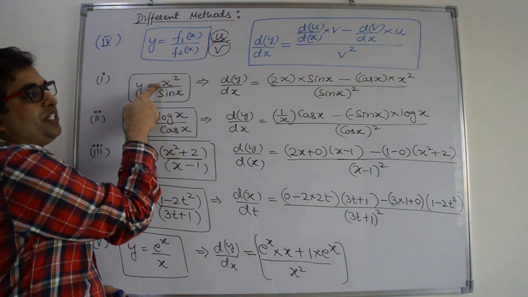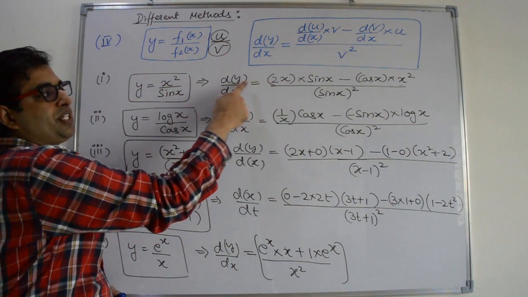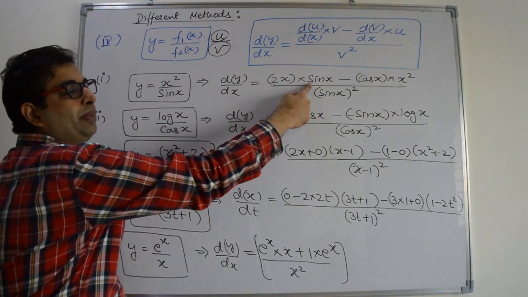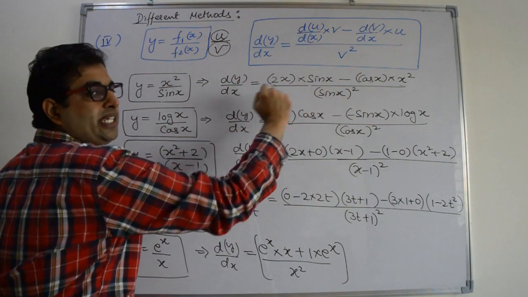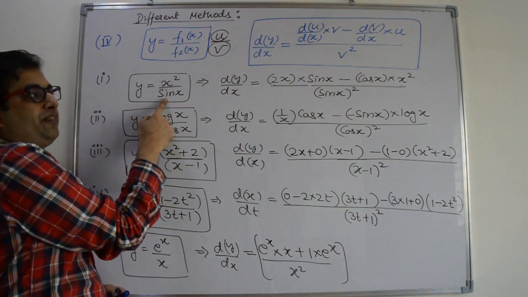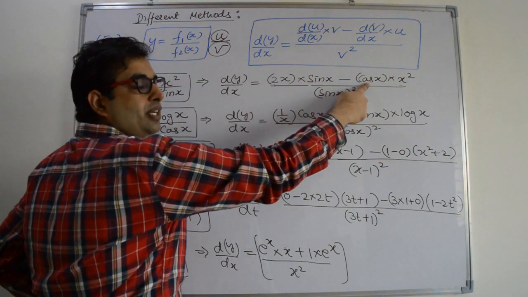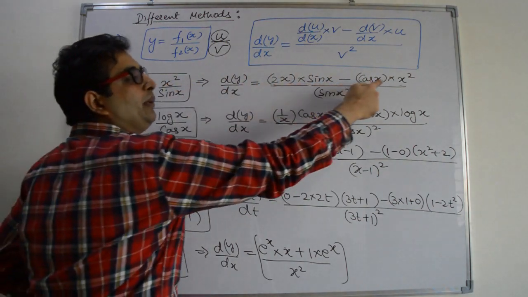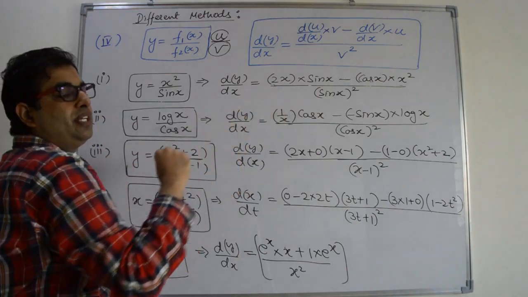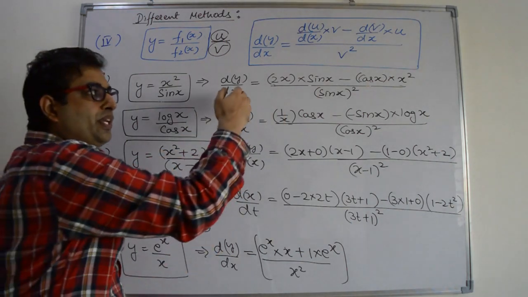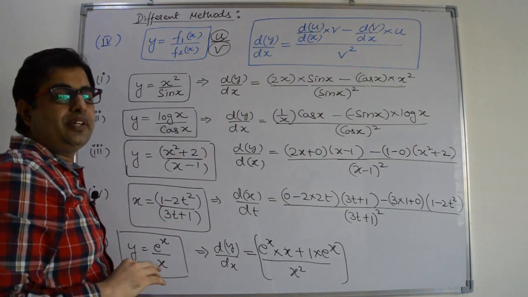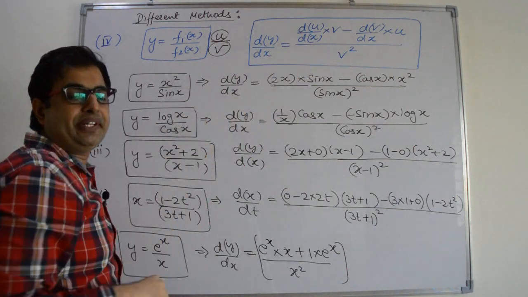First, differentiate the numerator. x square differentiation is 2x. Sin x will come in multiplication. Minus sign. Differentiate the denominator. The denominator is sin x and its differentiation is cos x. And the numerator will come in multiplication. Divide by the denominator whole square, sin x whole square. You can solve it further, but this is the main differentiation. After that you can simplify it.